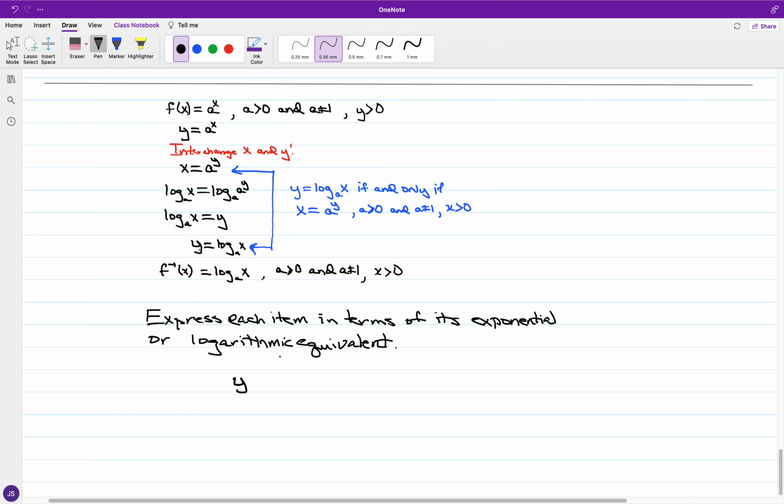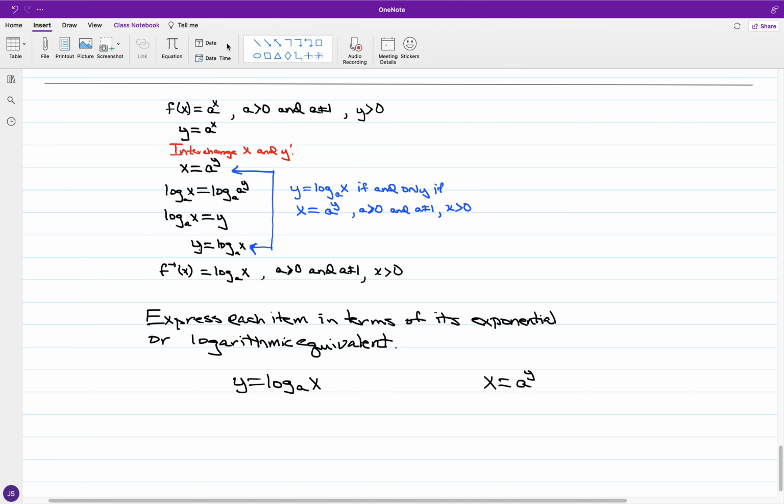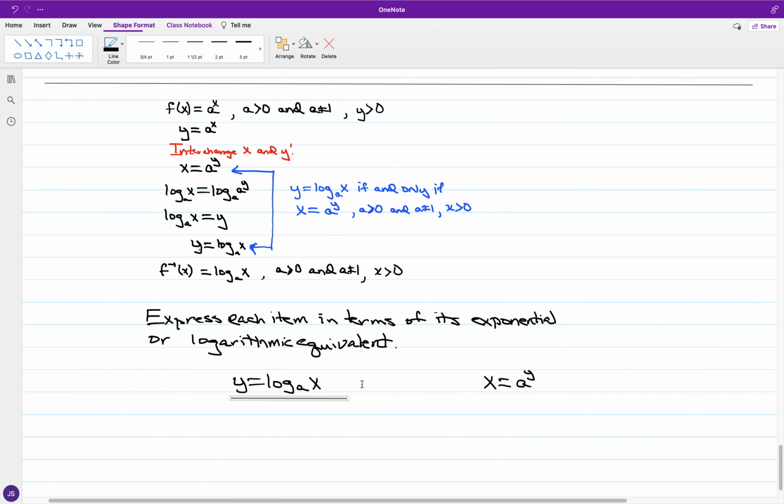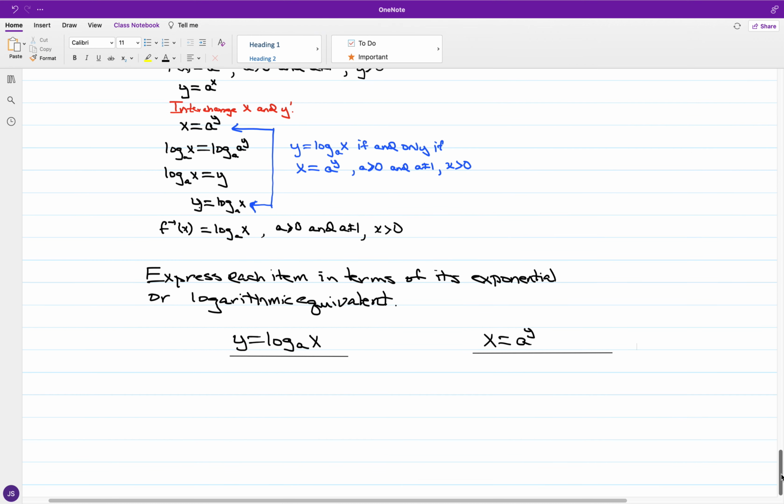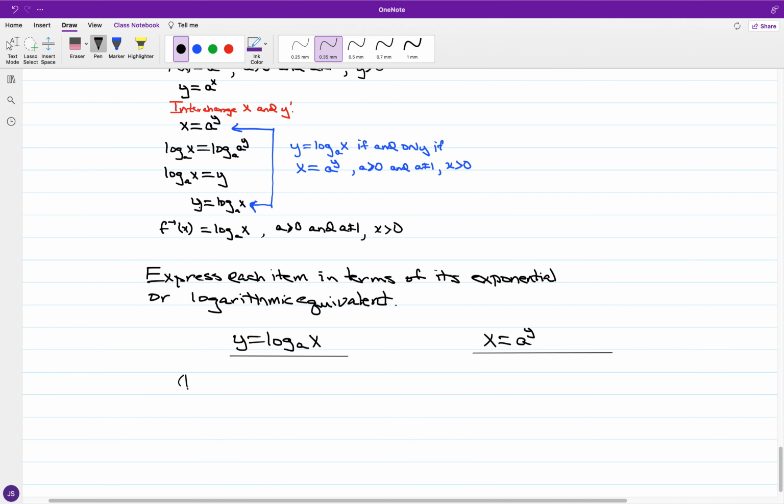So concerning this statement, y is equal to the base a logarithm of x. And we have that x is equal to a to the y. And we'll say first of all, we have something in terms of y is equal to the base a log of x.